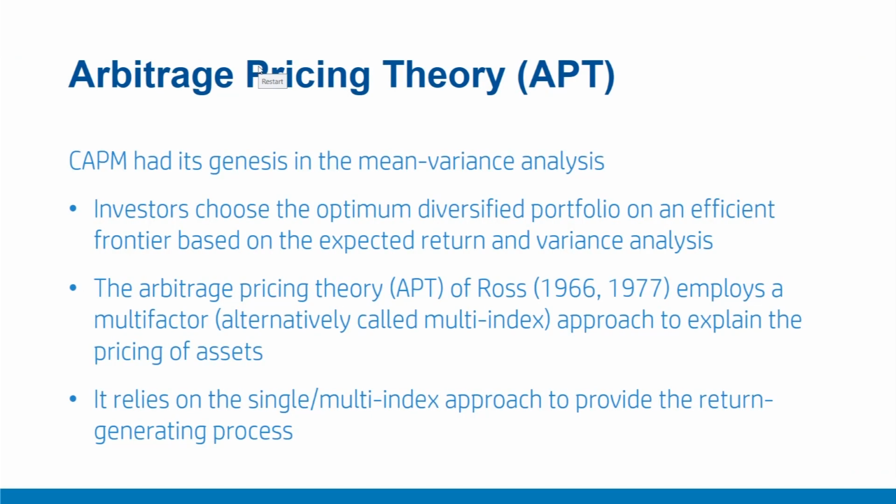Before we start with APT, please remember that CAPM had its genesis in the mean variance analysis. That is, investors choose the optimum diversified portfolio on an efficient frontier based on the expected return and variance analysis. In contrast, the arbitrage pricing theory of Ross, which is APT, employs a multi-factor approach, also called multi-index model approach, to explain the pricing of assets. It relies on the single and multi-index approach to provide the return generating process.